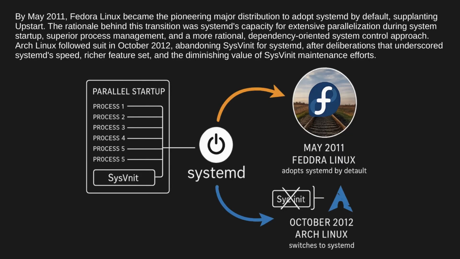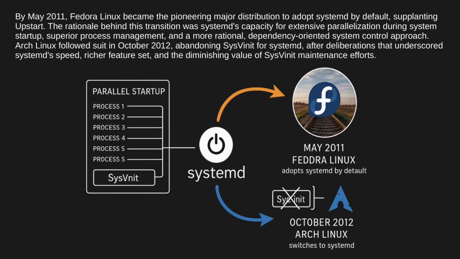By May 2011, Fedora Linux became the pioneering major distribution to adopt Systemd by default, supplanting Upstart. The rationale behind this transition was Systemd's capacity for extensive parallelization during system startup, superior process management, and a more rational dependency-oriented system control approach.